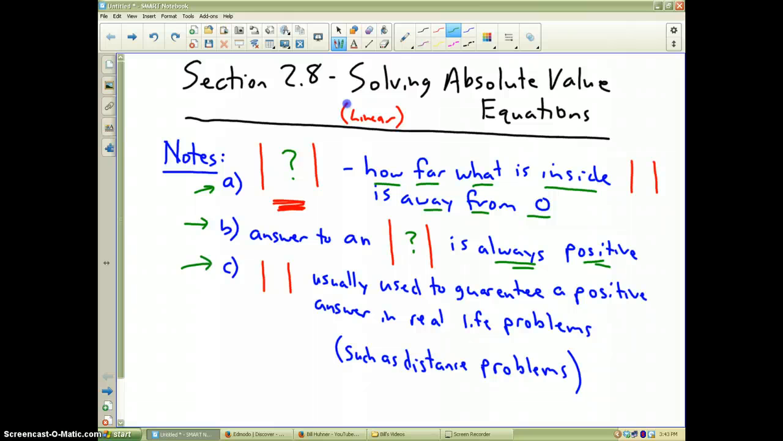Letter C. The absolute value symbol in math was created to guarantee positive answers to real-life problems that require positive answers, such as distance problems. You don't hear of negative distance. It doesn't make sense to say I'm negative 4 miles away from something. Distance is always positive. Therefore, mathematically, they always use the absolute value symbol to represent such types of applications. If you need to pause this, please do. I'm going to move ahead one slide.